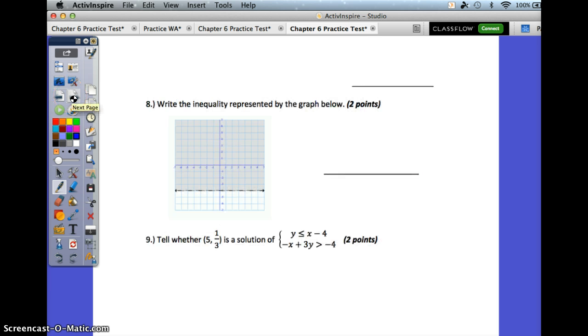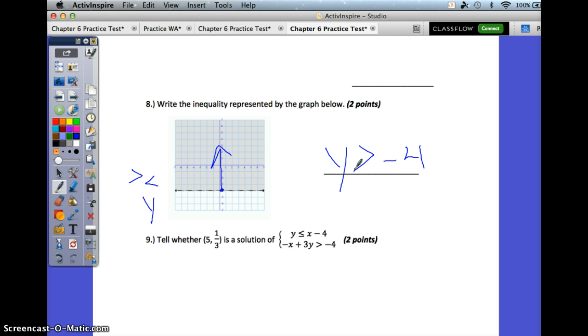Number 8, because this is a dashed line, you know that it is either greater than or less than. It's a horizontal line, so it's y. So you have y is somehow related to negative 4. All of the y's shaded are above it, so y is greater than negative 4.